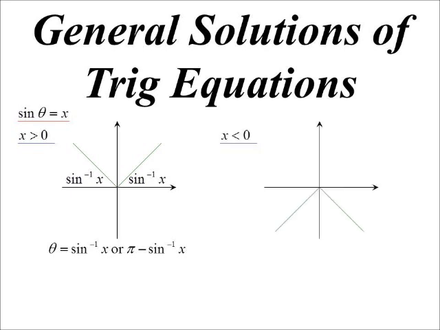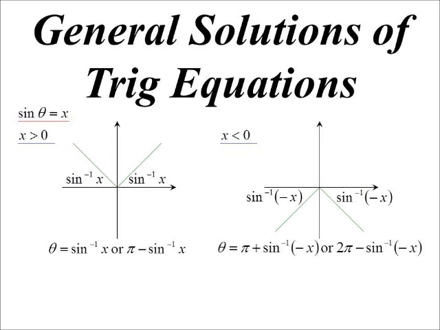If x is negative, we've got to be careful. The acute angle is no longer the inverse sine of x, because remember, we're saying x is a negative number. To get the acute angle, we want a positive number. So the acute angle would actually be the inverse sine of negative x, because negative x now would be the positive number. In the third quadrant, it would be pi plus that. In the fourth quadrant, it would be 2 pi minus that. So if x is negative, our two solutions are pi plus inverse sine of negative x or 2 pi minus the inverse sine of negative x.